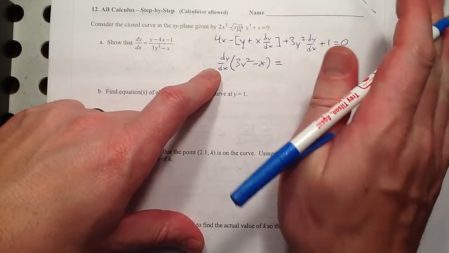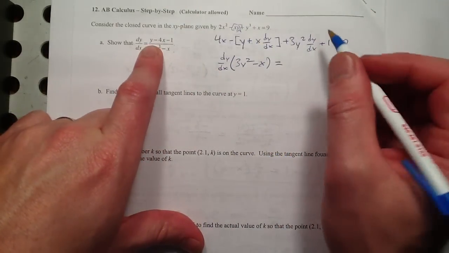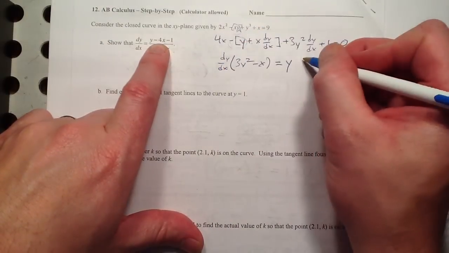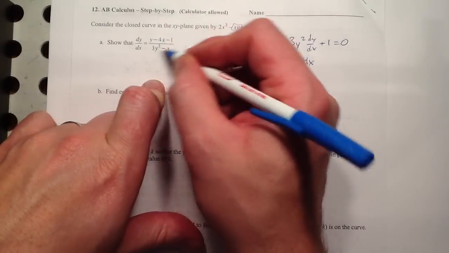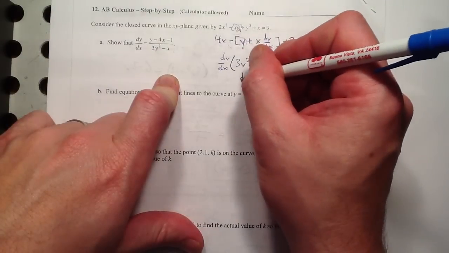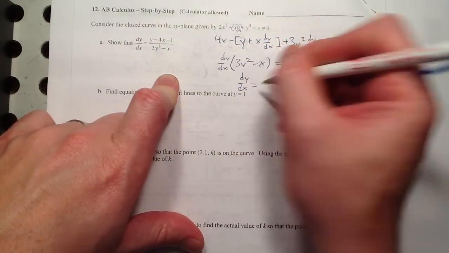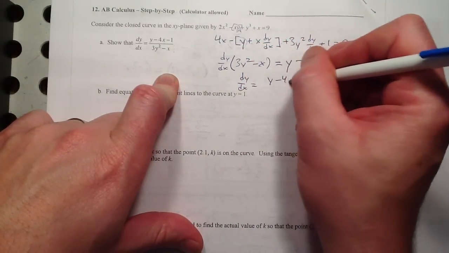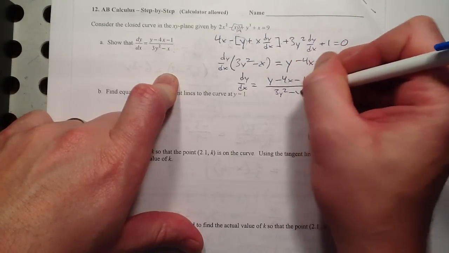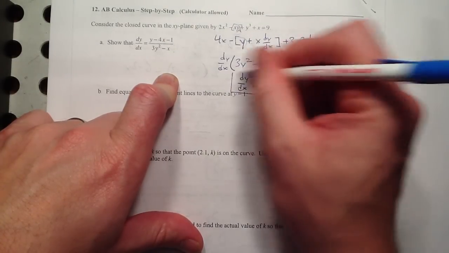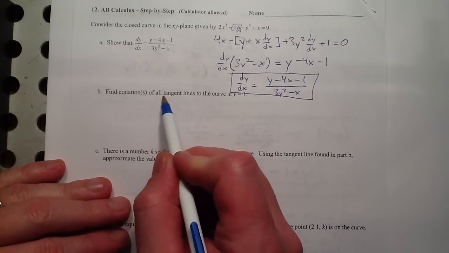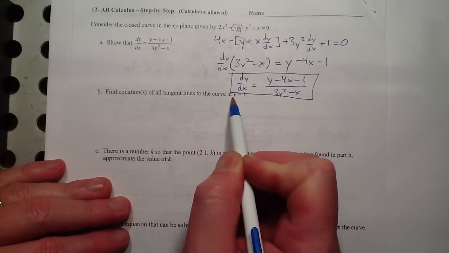Then we'll move all the other terms to the other side, and we'll do it in this order. So let's see. I'll add the y over there. I'll subtract the 4x. This kind of guides us, right? And subtract the 1. And then sure enough, dy dx is equal to y minus 4x minus 1 over 3y squared minus x. No sweat. Find all equations of all tangent lines to the curve at y equals 1.